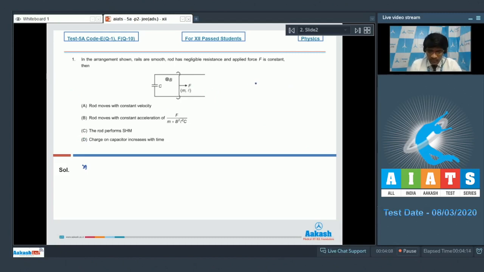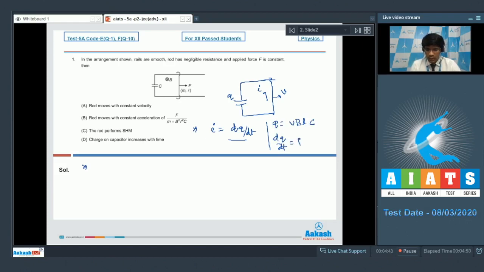Let's say at any particular time instant, the charge on the capacitor is Q and the rod moves with the velocity V along this direction and the current flowing along this direction is I. So I would say the value of I is definitely dq by dt, and q at any time would be the potential difference appearing across this region into the capacitance. So q must be equal to VBL into C. So dq by dt, that is I, is BLC into dV by dt.